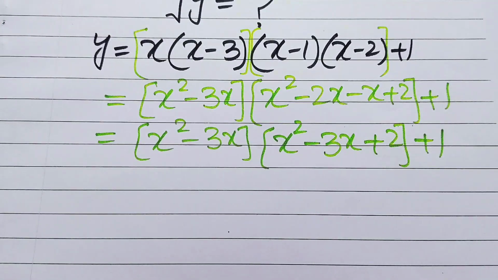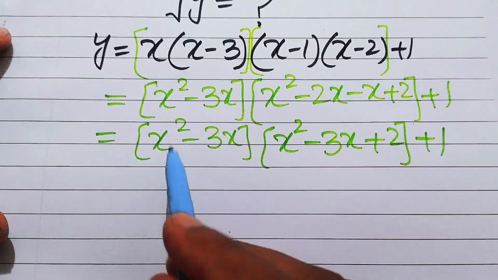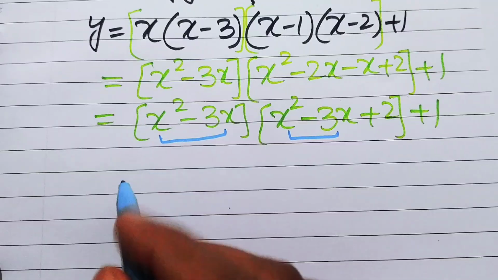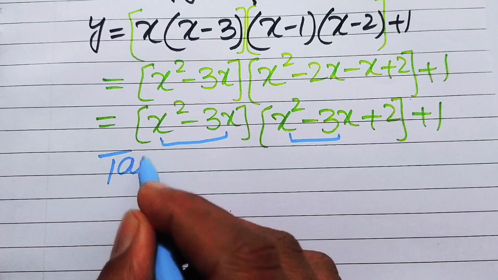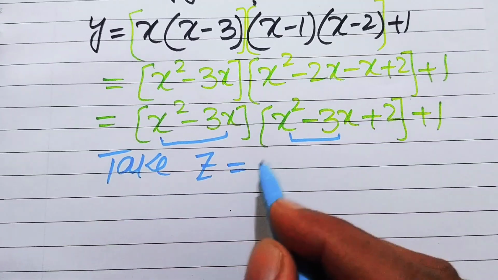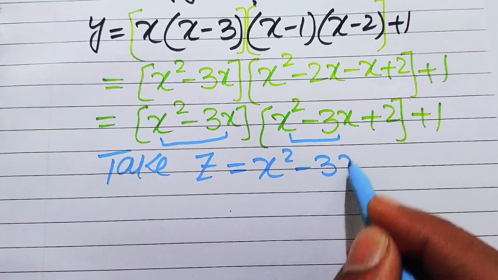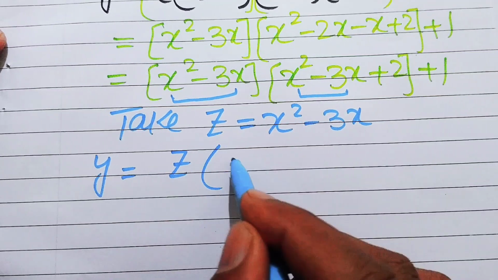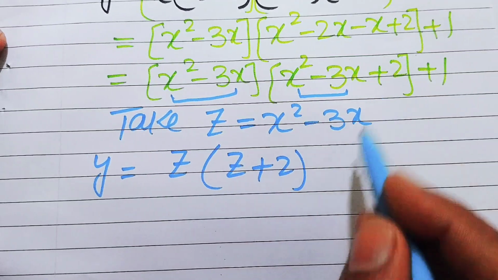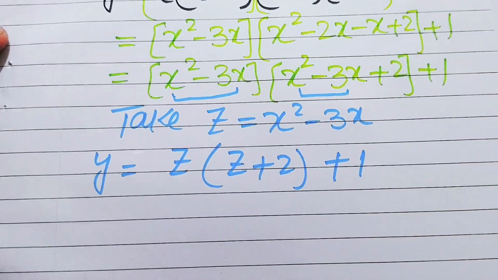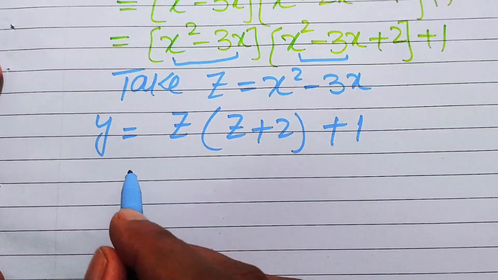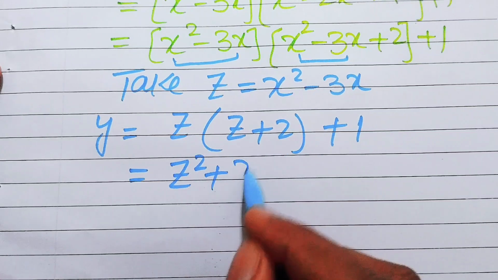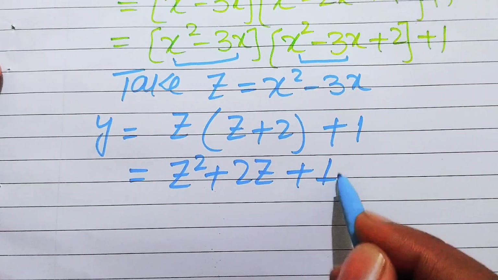Now you focus on the terms and you see that x square minus 3x is the common term in these two factors, so we take this term equal to z. So our z equals x square minus 3x, so that our y becomes z times (z plus 2), and this is our plus 1. Now we again rearrange the terms and multiply z on both of the terms, and you get z square plus 2 times z plus 1.